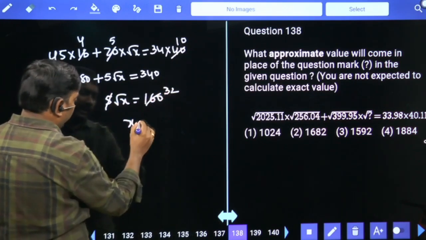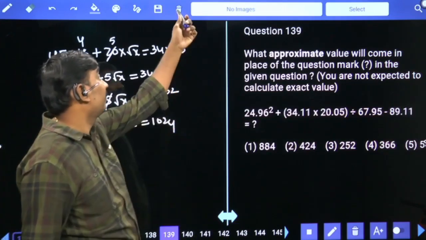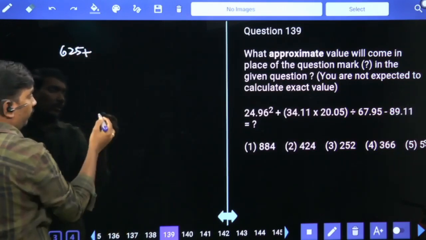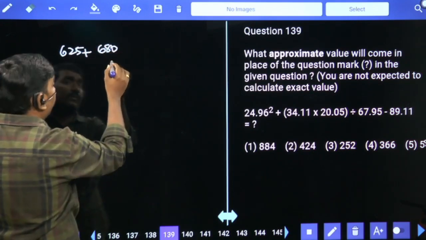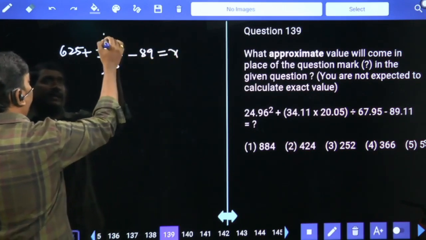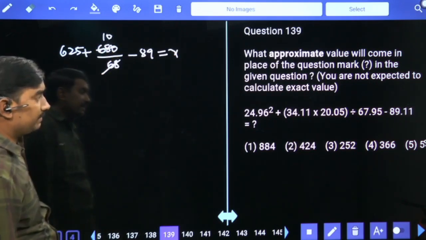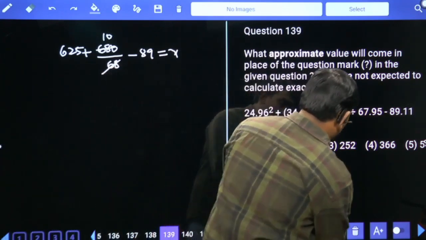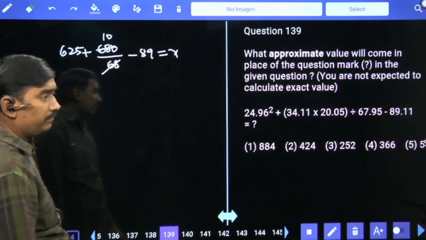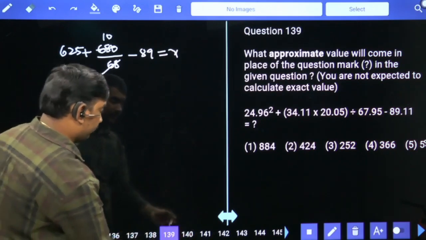32 times X is equal to 32 square means 1024. 25 square 625 plus 34 into 20 680, divided by 68, minus 89 is equal to X. 68 10 times. 625 plus 10 635, minus 89, 635 minus 100 535, plus 11, 546. Approximately fifth option.